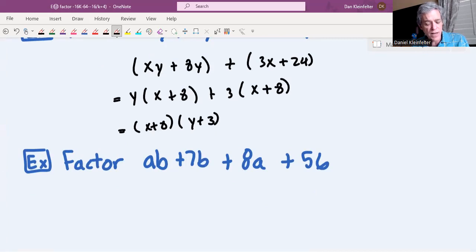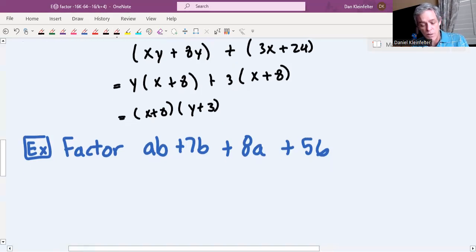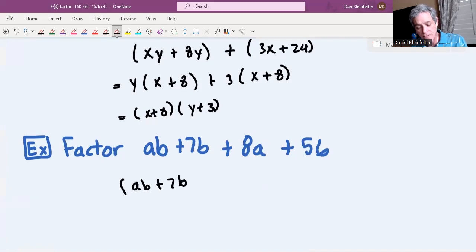I know the first two terms have a b that they share. The first and third have an a. The last two terms have an 8a and 56, and both of those are divisible by 8. 7 goes into 56 8 times, so I'm seeing that kind of pattern show up here. So let's take a look at the first two terms. Let me group those together. We'll have ab plus 7b. And then the second two terms, which are 8a and 56.